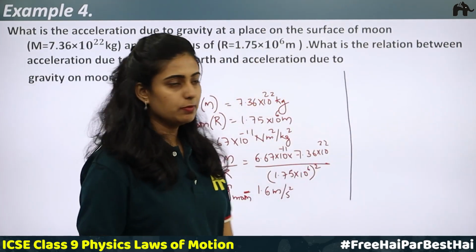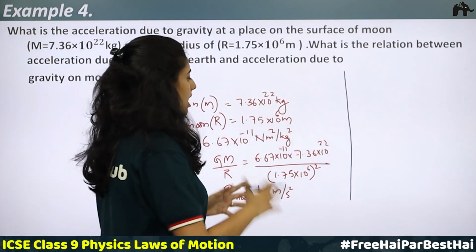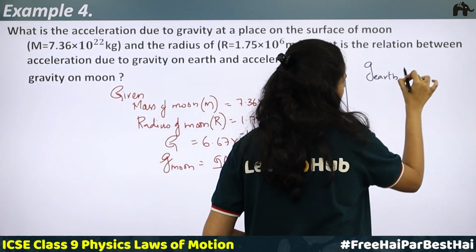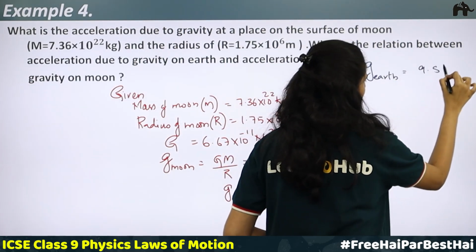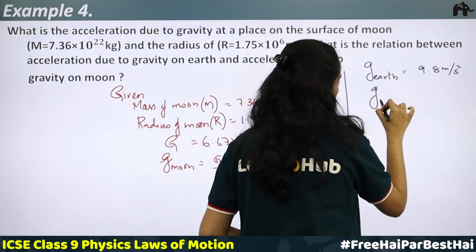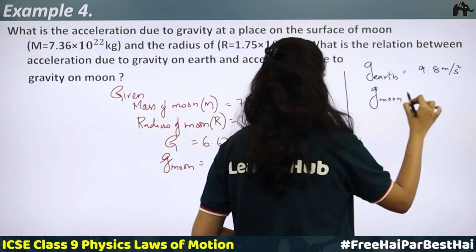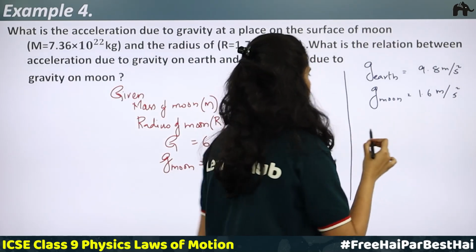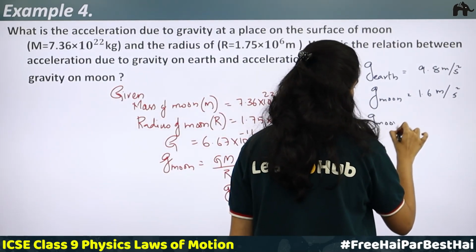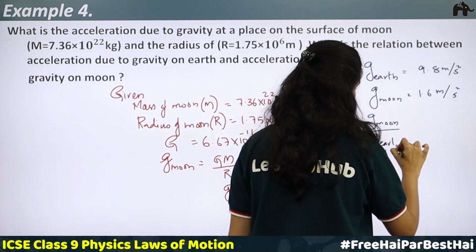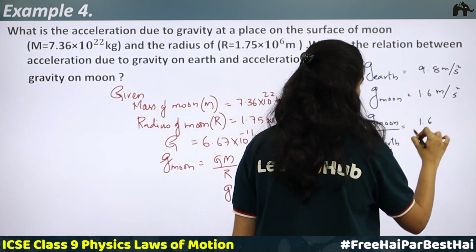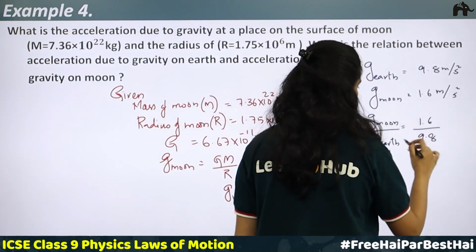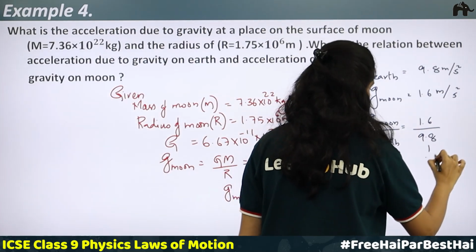Now we need to find the relation between acceleration due to gravity on moon and acceleration due to gravity on Earth. We have the acceleration due to gravity on Earth, which we had determined in the previous example, equal to 9.8 meter per second square, and the acceleration due to gravity on moon, which we have now determined, is 1.6 meter per second square. Now taking the ratio, acceleration due to gravity on moon divided by acceleration due to gravity on Earth is equal to 1.6 divided by 9.8. When you take this ratio, approximately you will get 1 by 6.